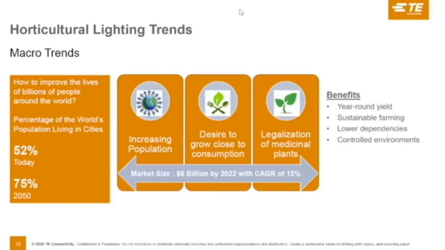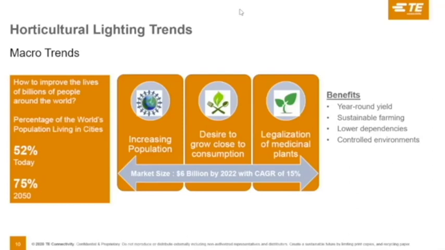For horticultural lighting trends, the trends are varying but very key. One of the largest trends is the increased population that's being experienced globally. Right now, about 52% of the population lives in cities. By 2050, the expectation is that 75% of individuals will be living in the city. And as we all know, they're not growing any additional land mass. So the only direction for these people to live and to exist in is going vertical. So space is becoming a premium and land is becoming a premium.